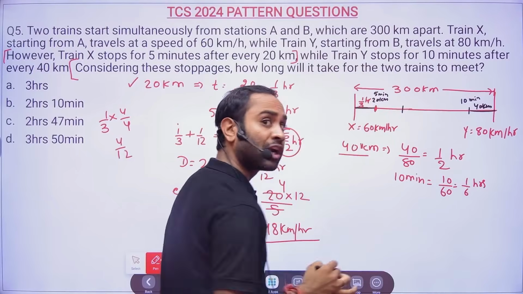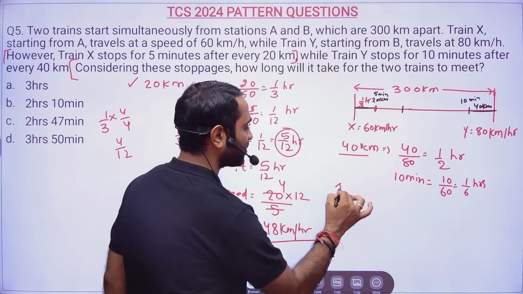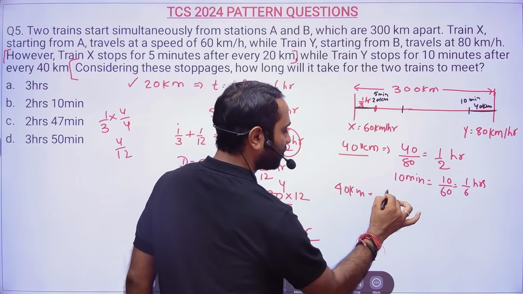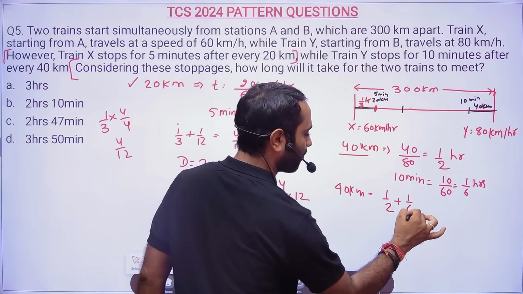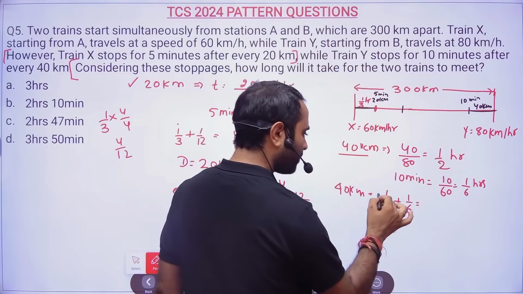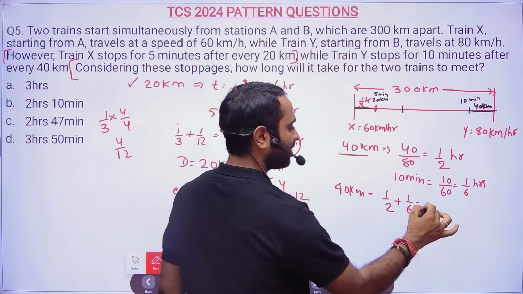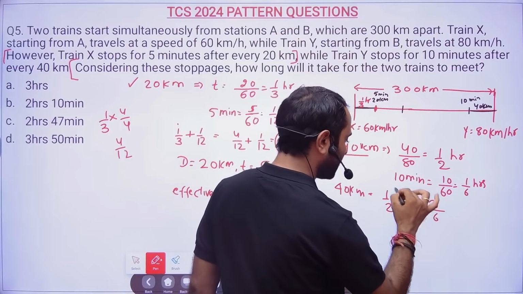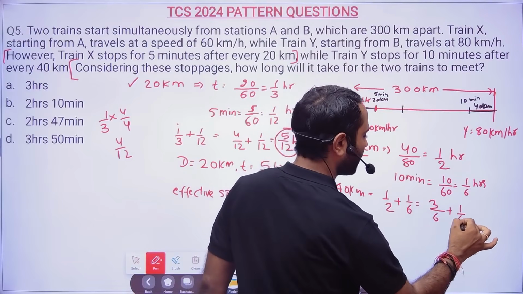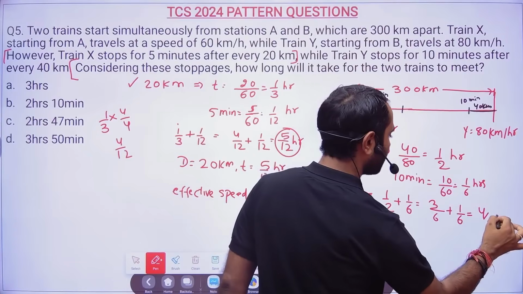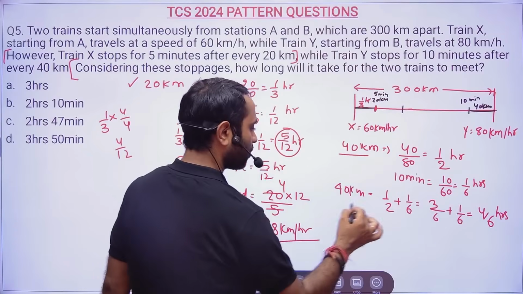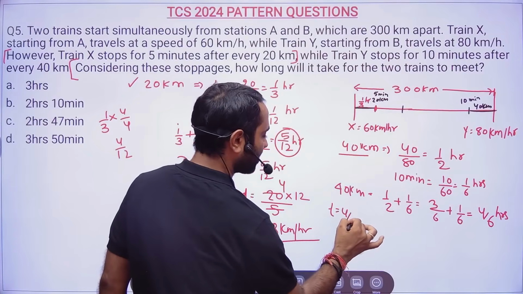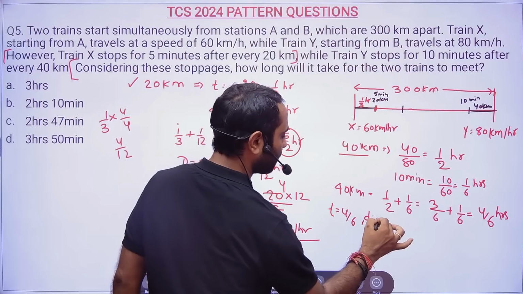Now you tell me the total time for 40 kilometers, basically how much total time they are taking. So 1/2 is the actual time and then they are waiting for 1/6 hours. If you take the LCM, make this 6 and 6. So this will become 3/6, I multiplied and divided by 3, plus 1/6. It will be 4/6. 4/6 total hours. Total time is 4/6 hours. The distance is 40 kilometers.